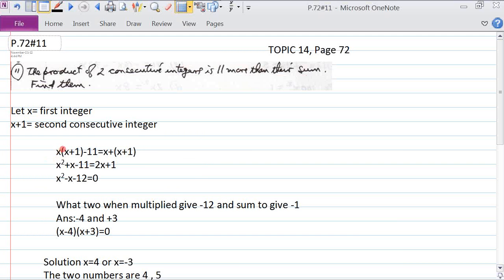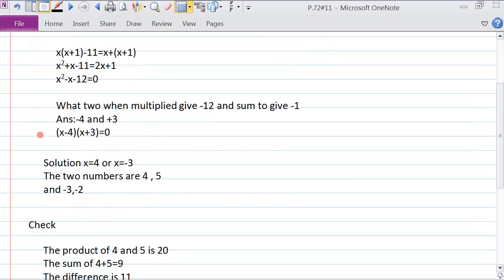So x times x gives me x squared. X times plus 1 gives me plus x. This is minus 11. X plus 1 gives me 2x plus 1. Now what I'm going to do is bring this over to the left side. X minus 2x gives me minus x. Bring the plus 1 from the right to the left. Minus 11 minus 1 gives me minus 12. And this factors to x minus 4 and x plus 3 equals 0.